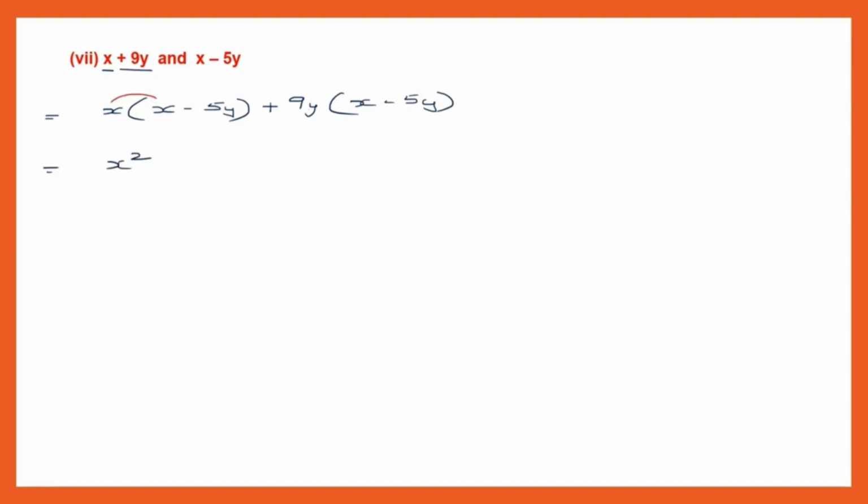And then now we go on to the next one, that is x into minus 5y. So here the sign is plus, and it is multiplication. Plus into minus is minus. The number is 5. I have one x here and one y here. So it is minus 5xy.